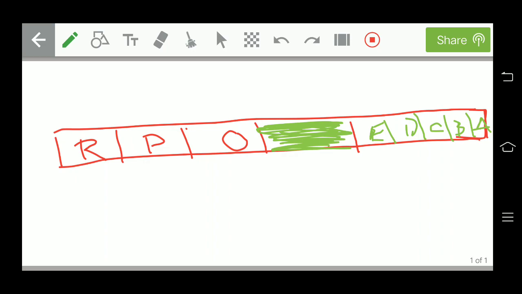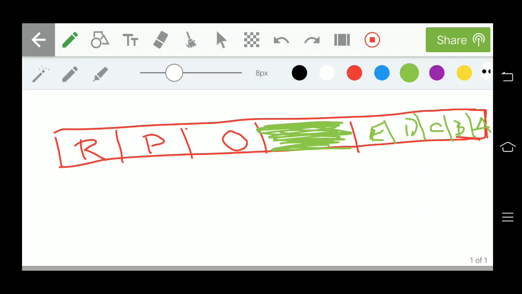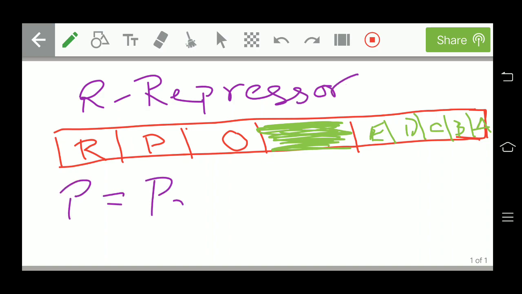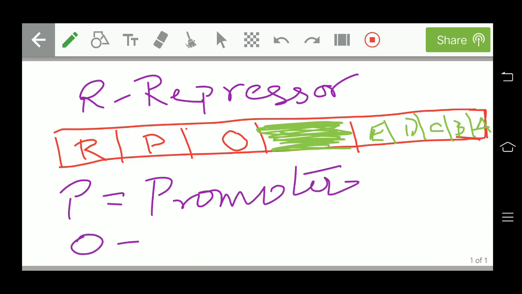So these are R, C, and O. R stands for repressor. C is your promoter. O is your operator. So what are these? Repressor, promoter, operator: these are basically involved in the regulation of the operon.